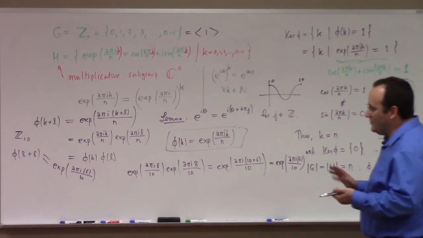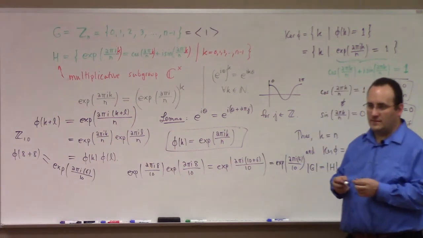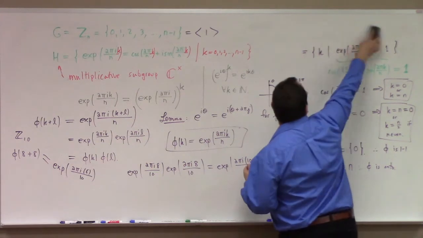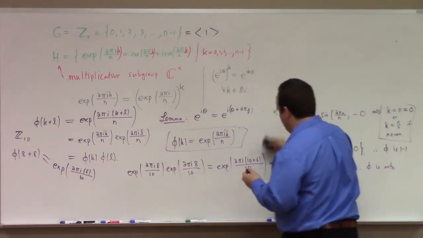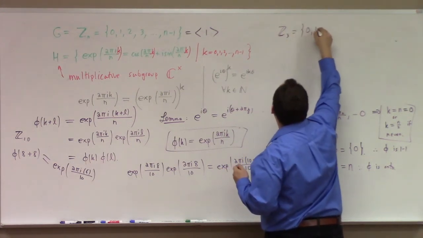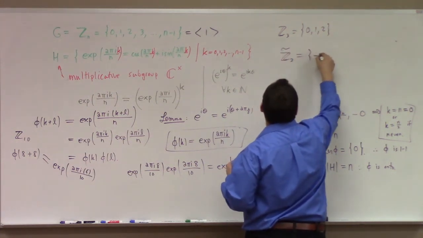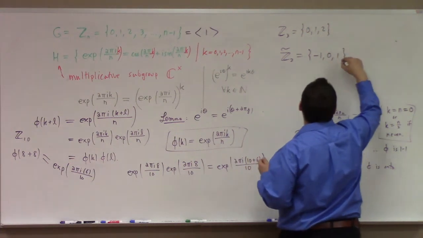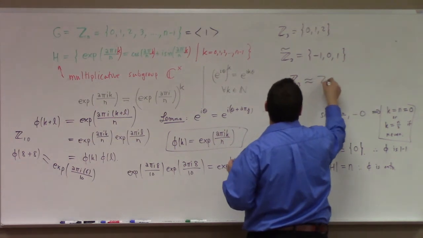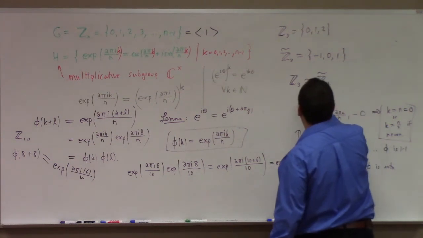Anyway, quibbling aside, as you can see, it's a homomorphism, right? There are stupider examples of this, right? This is one I wanted to lead with, actually. I wanted to compare Z3, 0, 1, 2, versus Z3 tilde, minus 1, 0, 1. I wanted to argue that Z3 is isomorphic to Z3 tilde, right? So what's the map?